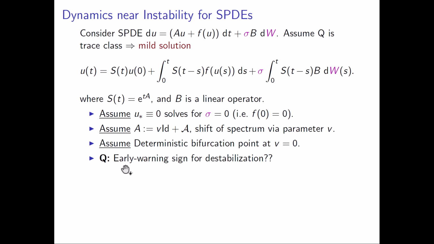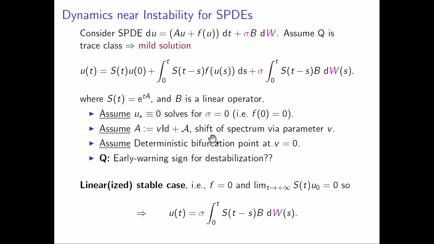Now, what are the early warning signs for destabilization in this space-time stochastic setting? So let's do the same thing we did in the deterministic case. Let us assume we are allowed to linearize. I won't go through the proof. Of course, you have to prove that you are allowed to do that. So set the linearization here equal to 0. So assume that we set f equal to 0.